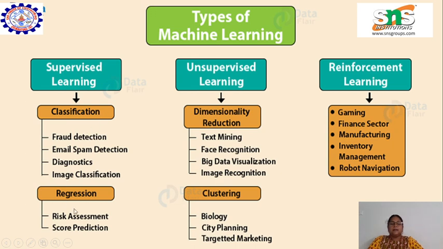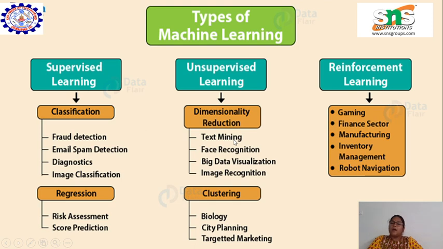Under regression, we have risk management and score prediction. In supervised learning, the machine is trained with labeled data. I give some set of data which is already labeled, then I tell my machine to train on this data and learn by applying classification algorithms and regression algorithms, and it gives you the output. Fraud detection and the like are examples of classification and regression.